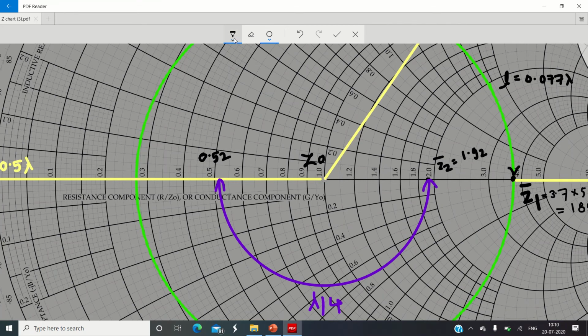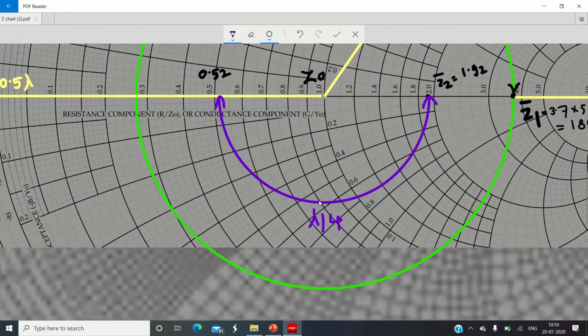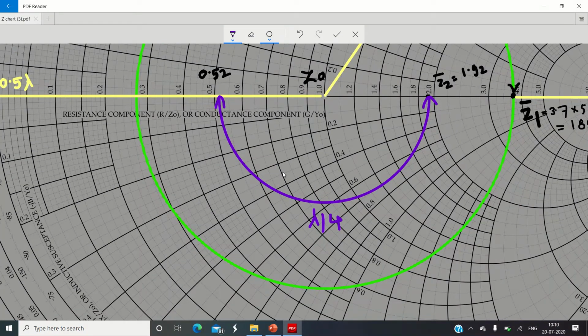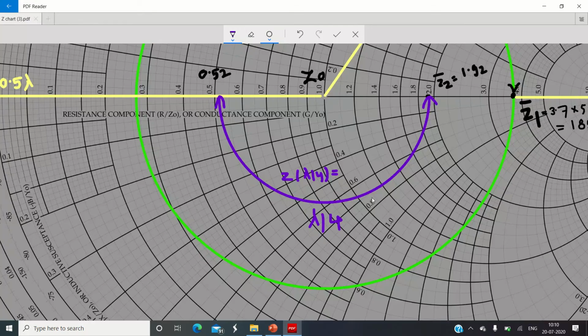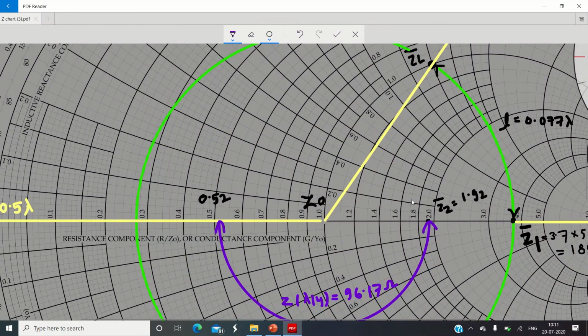Here I will also mention the characteristic impedance of the lambda by 4 line. I will write over here Z lambda by 4. What is the value of the characteristic impedance of this transmission line, that is a quarter wave transformer? It is 96.17 ohm. So I will write here 96.17 ohm.